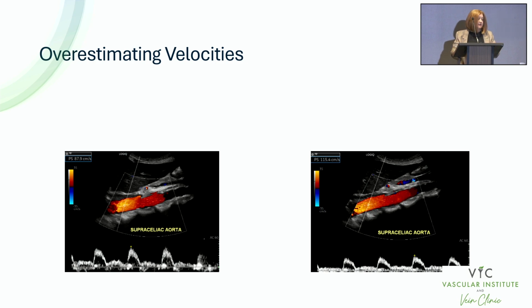Again, with a Doppler signal, when you're putting your cursor in there, be sure you're using the appropriate angle, 60 degrees. That's what that Doppler equation is telling us that we had to learn about physics. But use your scale, optimize your spectral waveform, clean it up.